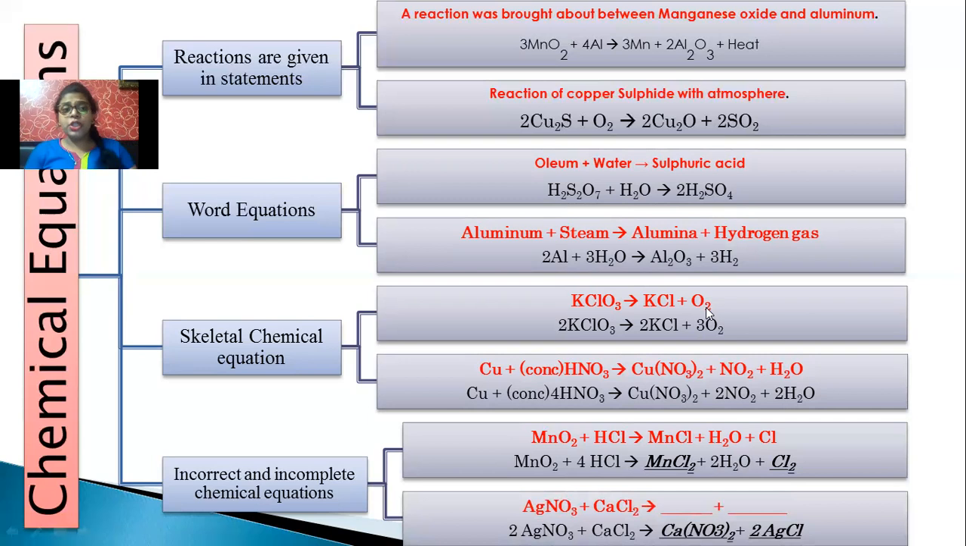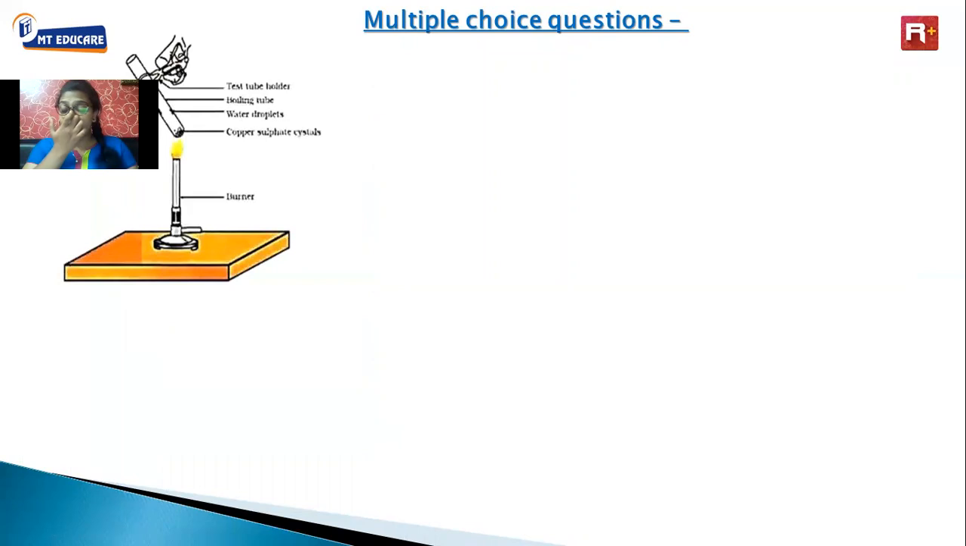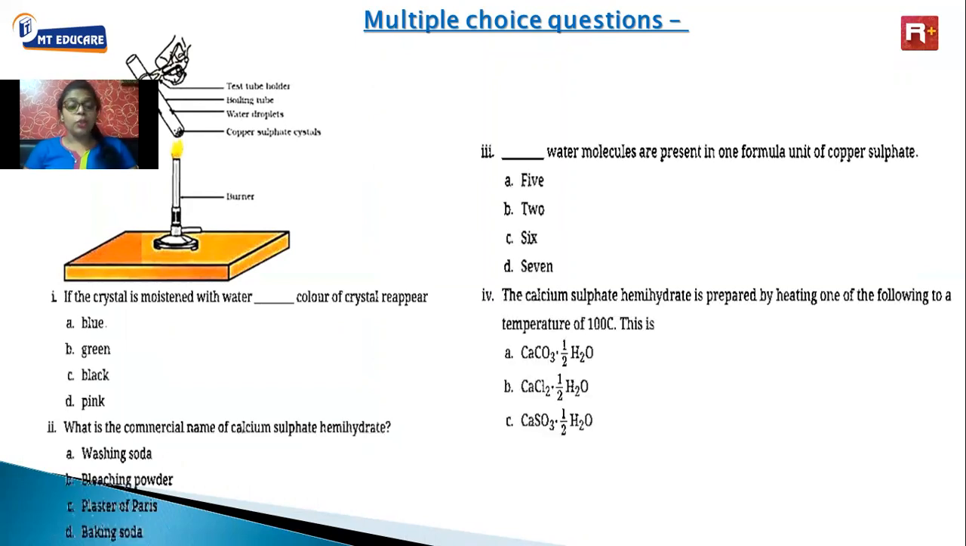Okay, let's move on to the next type of question that might be asked in your section A. That is the multiple choice type of question. Now students, in a multiple choice question, they might give you a diagram as shown over here on the screen, and based on that, they might ask you questions. When you see on the screen, there are 4 sub questions asked based on this diagram. Each will carry 1 mark.